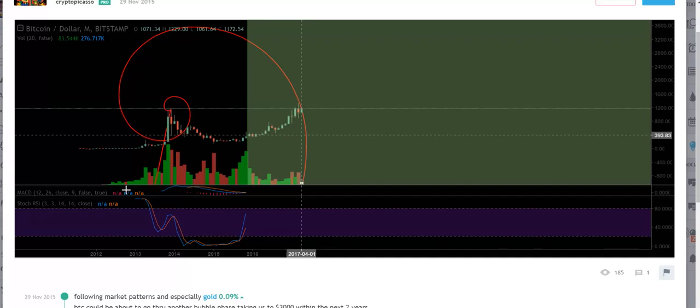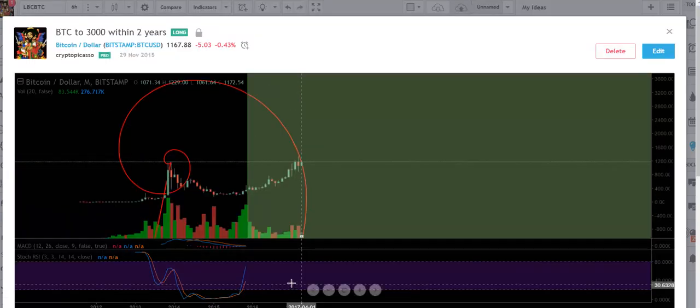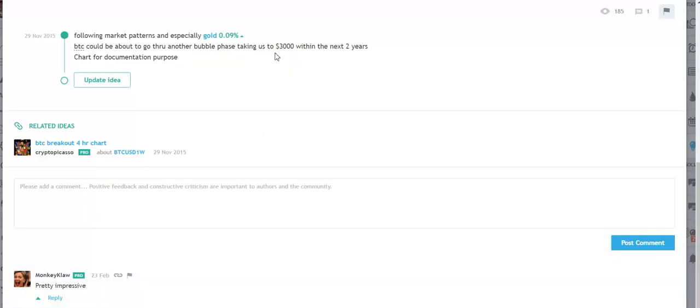As this market cycle here was a certain size, it took a certain amount of time. Then this one was a certain size, and took a little bit longer. Now this one is a bit bigger, and it's taking a little bit longer. So this chart was basically just made for documentation purposes, going through another bubble phase, taking us to about 3,000.